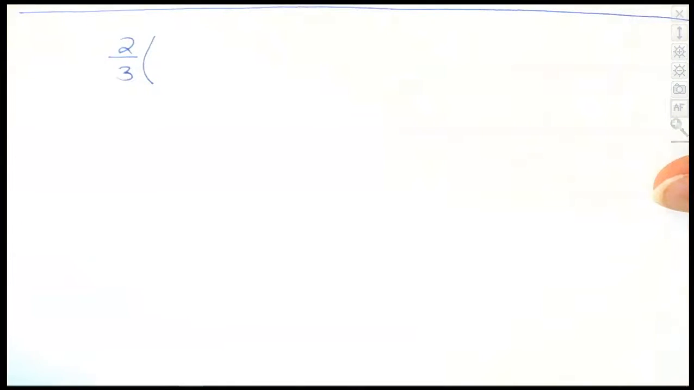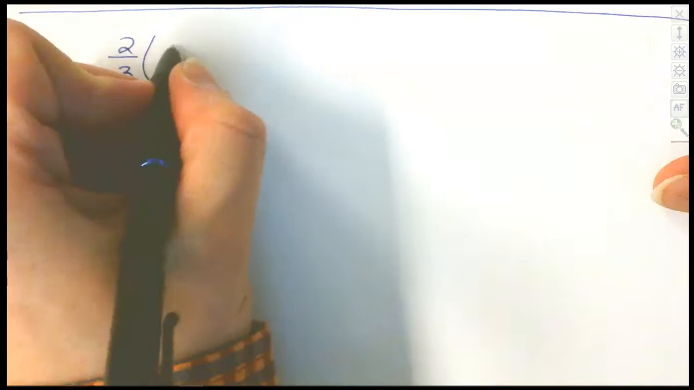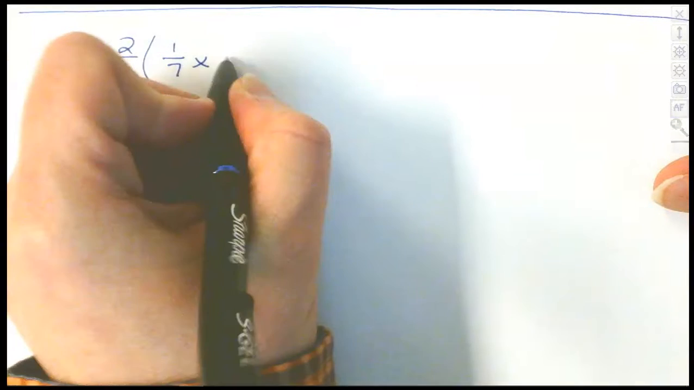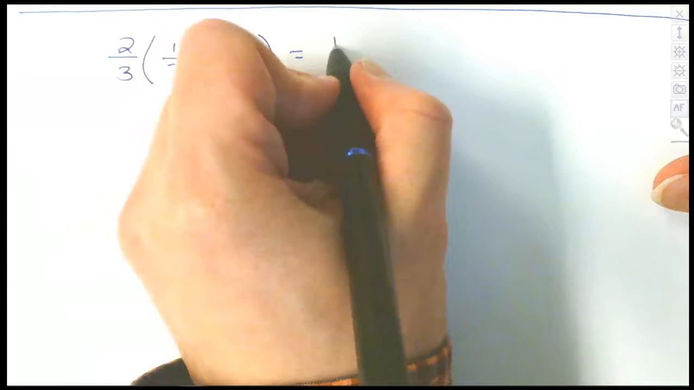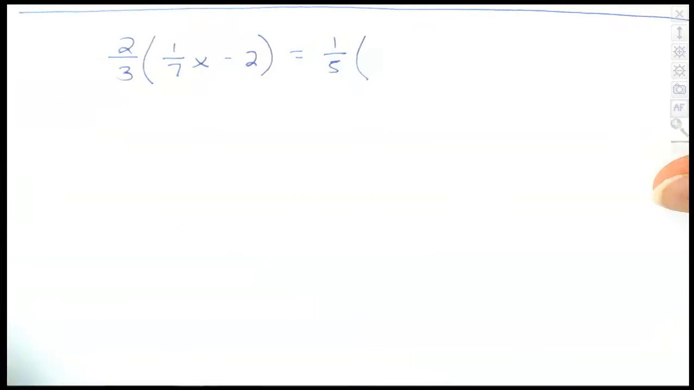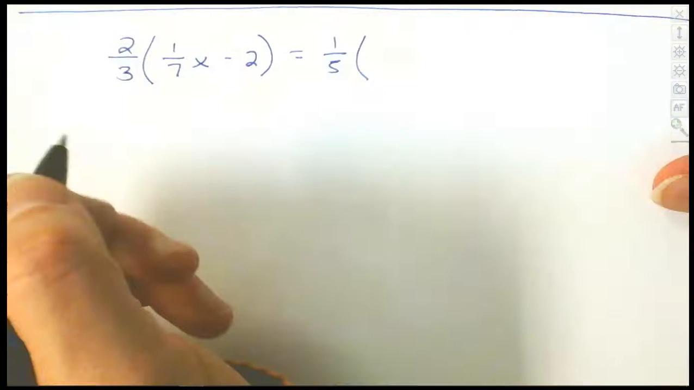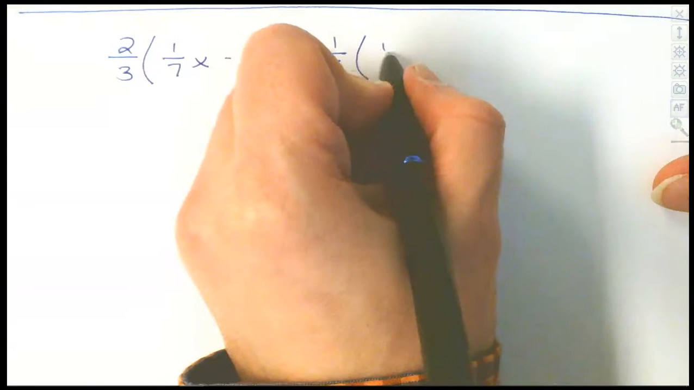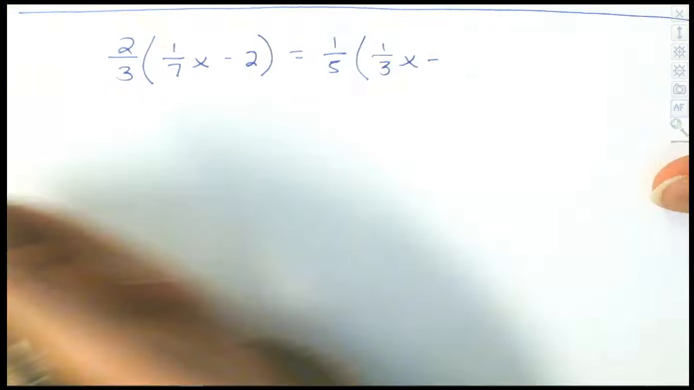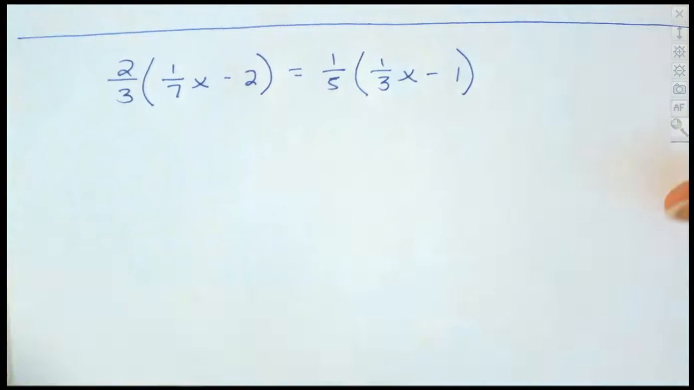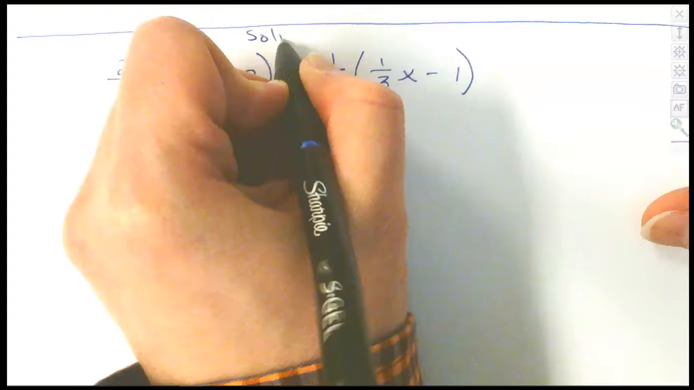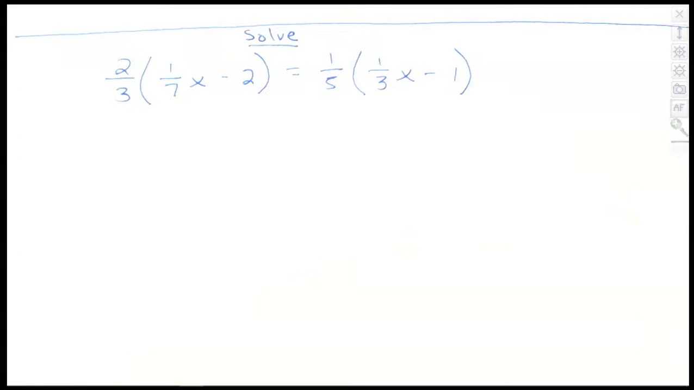So let's put a 2/3 out in front. And how about 1/7 x minus 2? And then let's say that equals, how about 1/5 with parentheses here times 1/3 x minus 1. So this is what we've got, and we're going to try to solve this equation again.